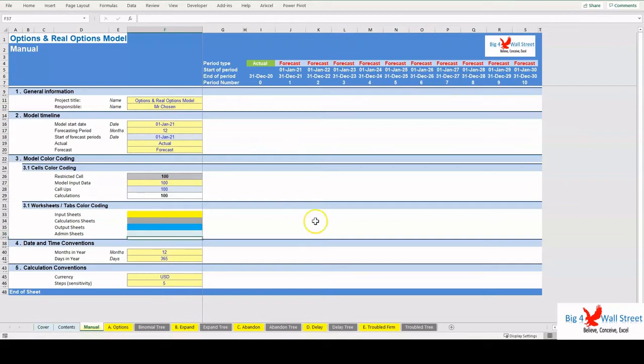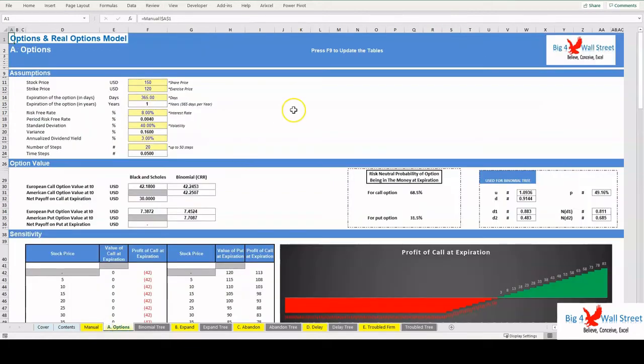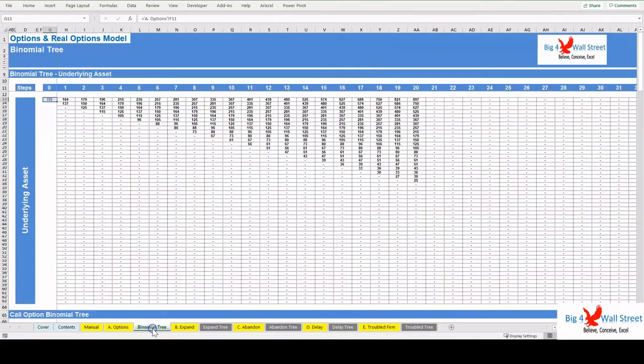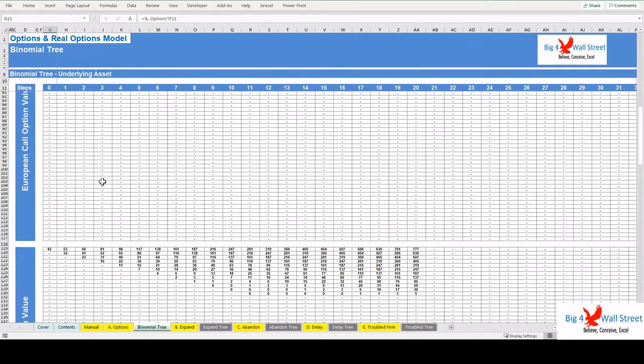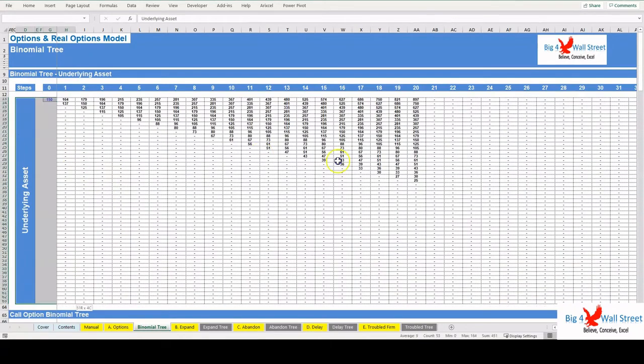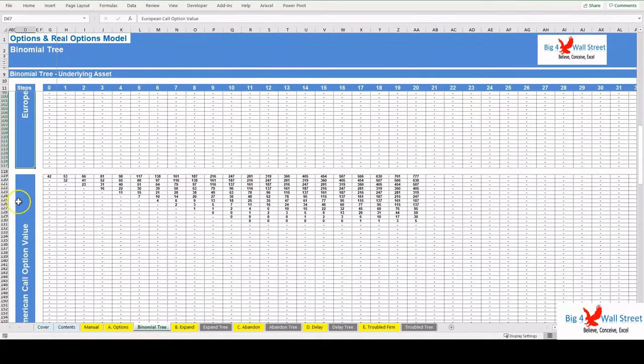On the tab Options, the user can set the various inputs for the option valuation, such as the stock price, strike price, expiration of the option, risk-free rate, standard deviation, dividend yield, and the number of steps. The option value is calculated here for both the call option and the put option. The American option values are calculated through binomial trees based on the methodology of Cox-Ross-Rubinstein, which can be found on the next tab. In this tab, we first calculate the value of the underlying asset, and then we can calculate the value of both American and European options for both call and puts.